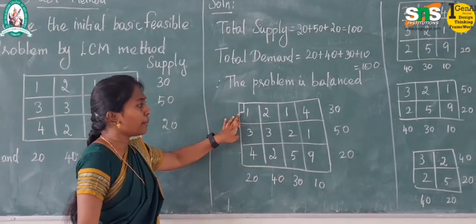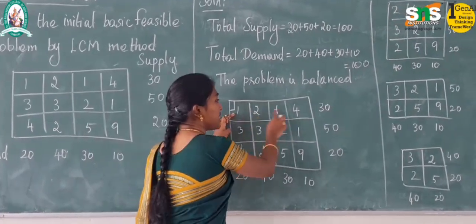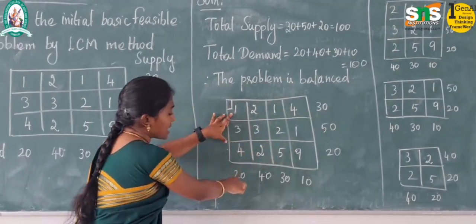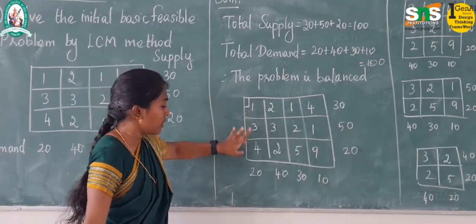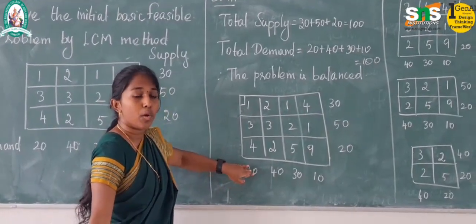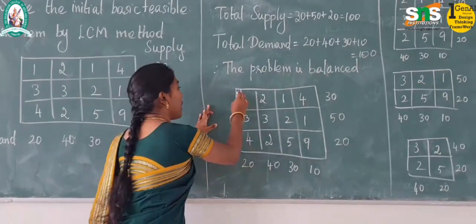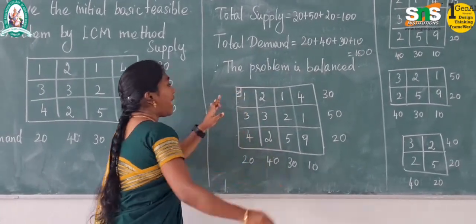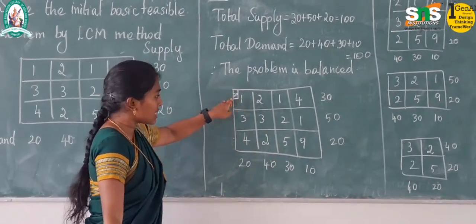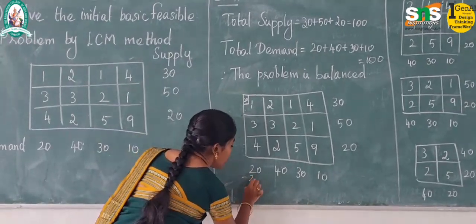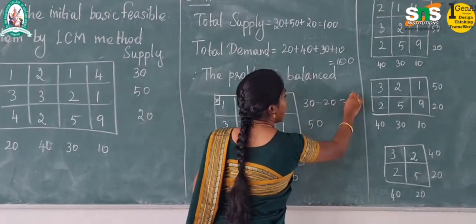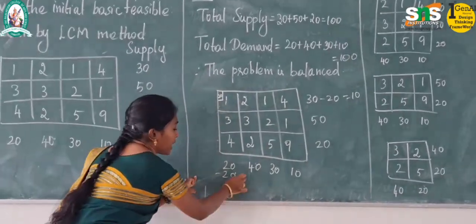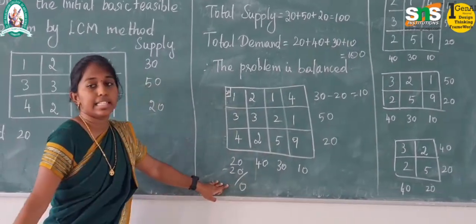Next, we are going to compare those 2 values. The first value is 30 and the next value is 20. Comparing these 2 values, the smallest number is 20. So I am going to substitute that 20 in the allocated cell. After that, we are going to subtract that 20 from those 2 numbers. By subtracting, 30 minus 20, I get an answer of 10. And 20 minus 20, I get an answer of 0.